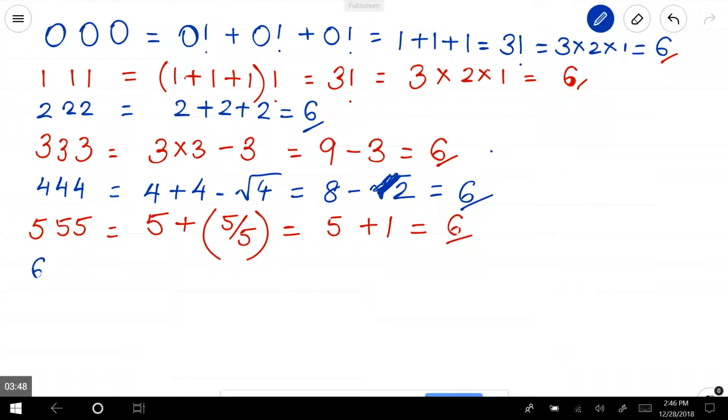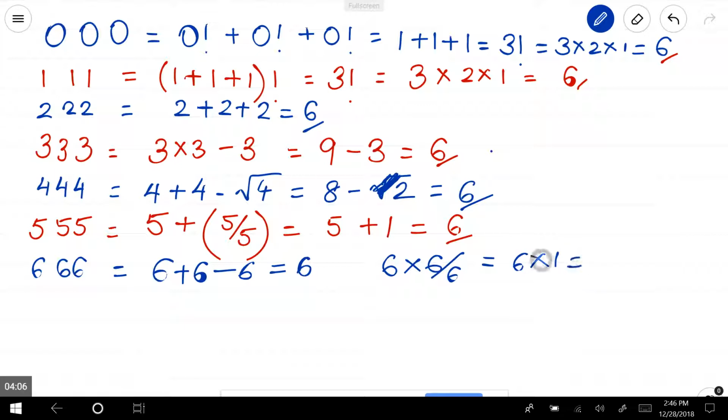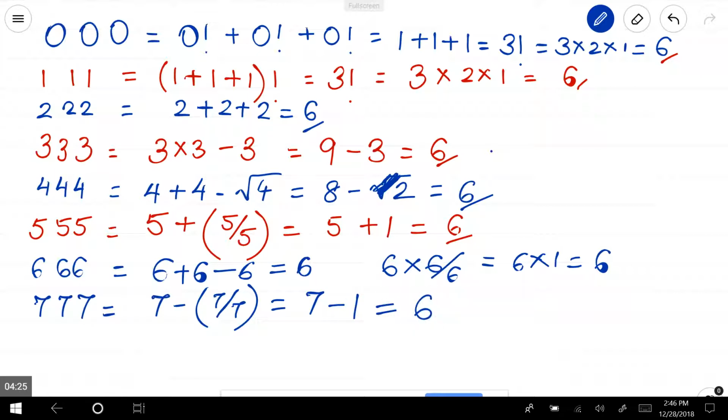All right, 6, 6, 6. We can do it as the one example I showed you earlier. 6 plus 6 is 12, minus 6 is also 6. And another way of doing it is 6 times 6 divided by 6, which is 6 times 1, and that is 6. 7, 7, and 7, which is going to be 7 minus 7 divided by 7. Pretty easy. 7 divided by 7 is 1, so 7 minus 1 is 6.